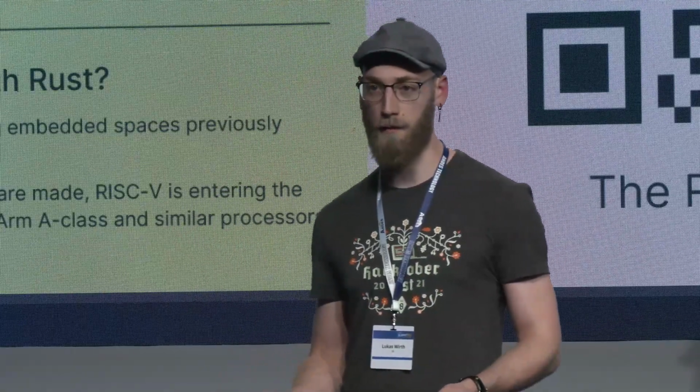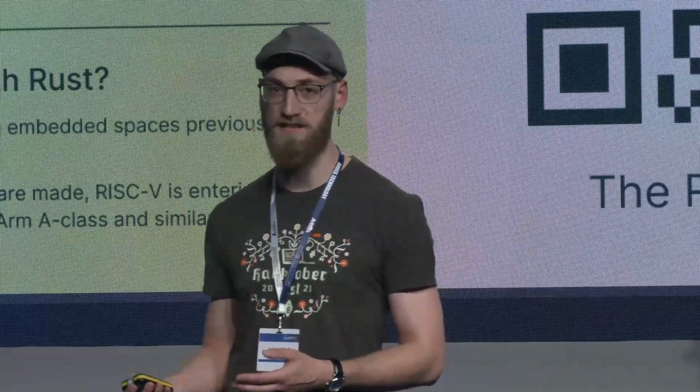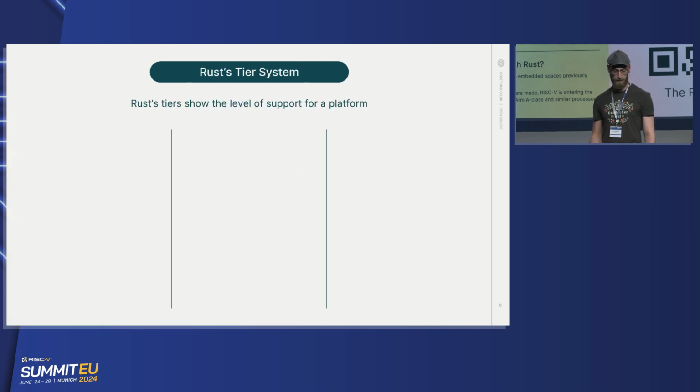So then, why exactly RISC-V Linux with Rust? Well, likewise, Linux is entering the space more and more as well, which prior to that was mainly the domain of QNX and similar operating systems. And in a similar fashion, RISC-V is also becoming more and more prevalent in this space. So supporting these targets just makes more sense in general, in our opinion.